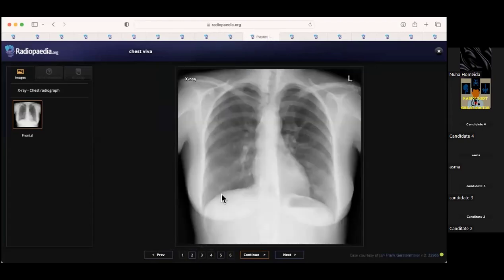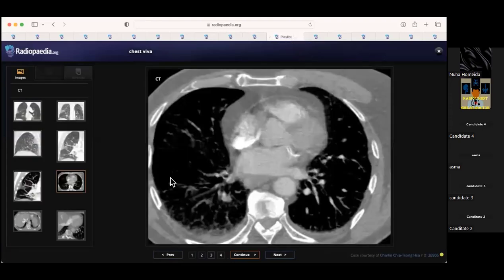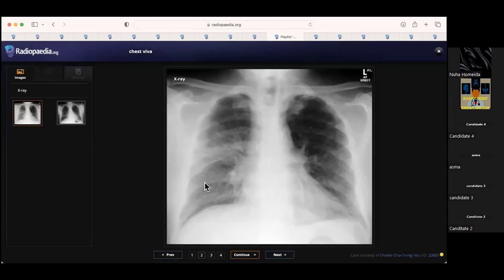This is a chest X-ray, so hyperlucent with branching opacities, no lung volume loss, and that's just a case of bronchocele, bronchial atresia.